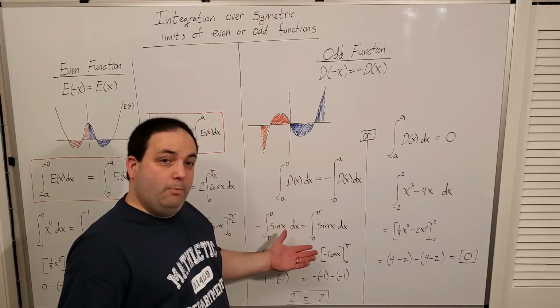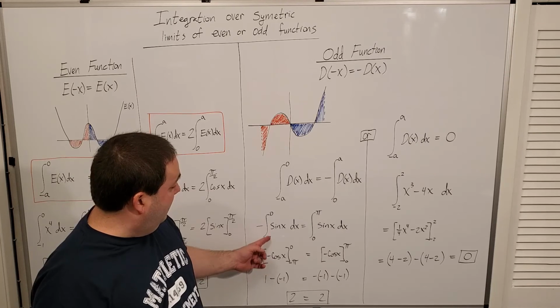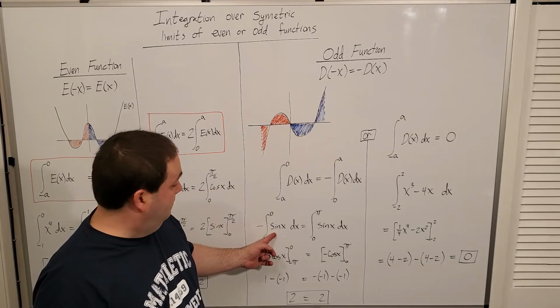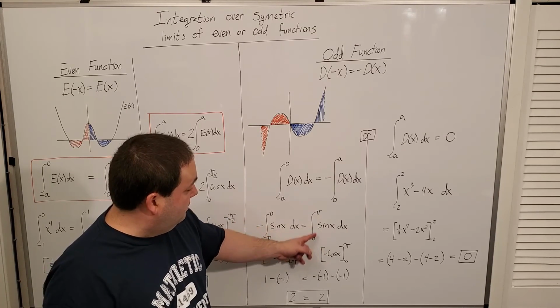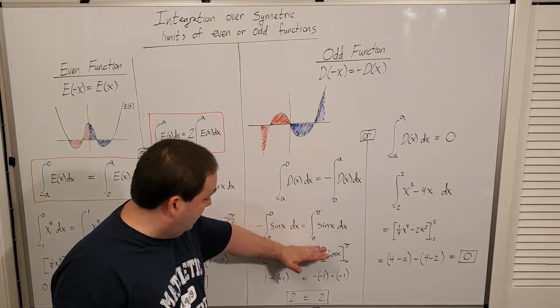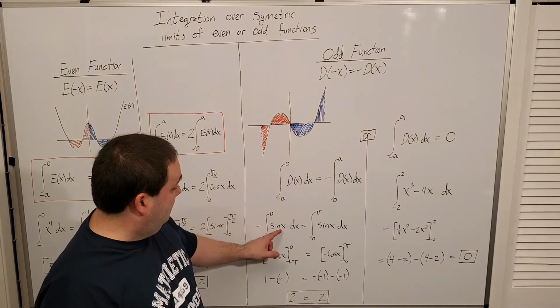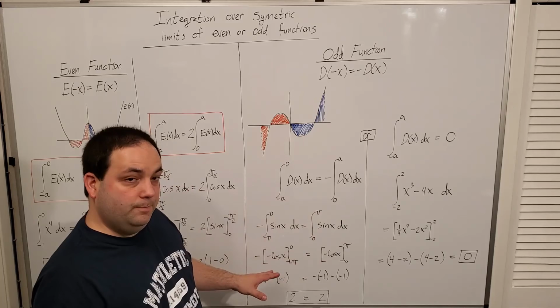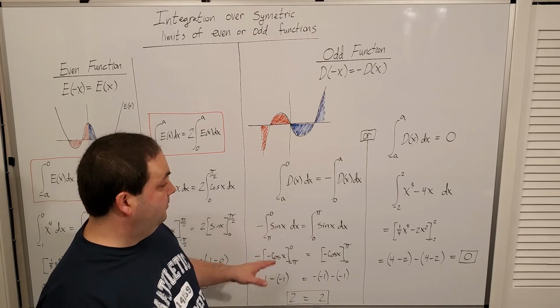And as an example, I have the opposite of the integral from negative pi to 0 of sine x, and that's going to be equal to the integral of sine x from 0 to pi. And you'll notice that they do actually come out to be equal. 2 equals 2. So this is actually the opposite of that one. Okay, make sure to keep track of your negatives when you're doing these things.